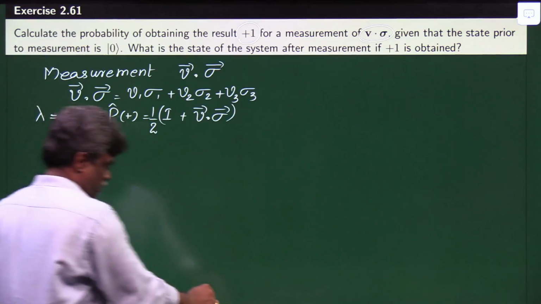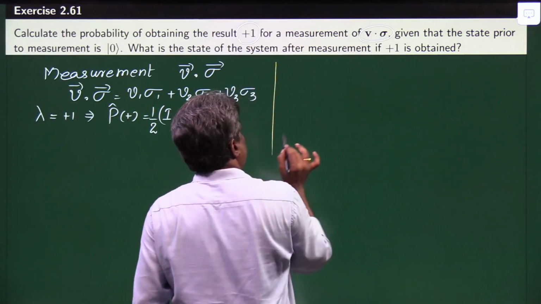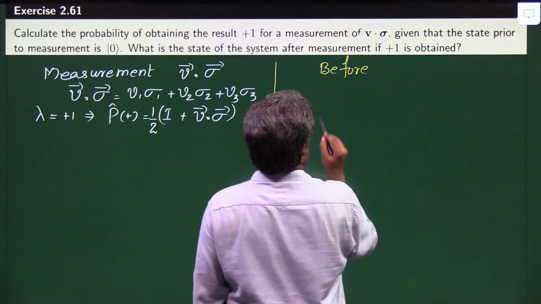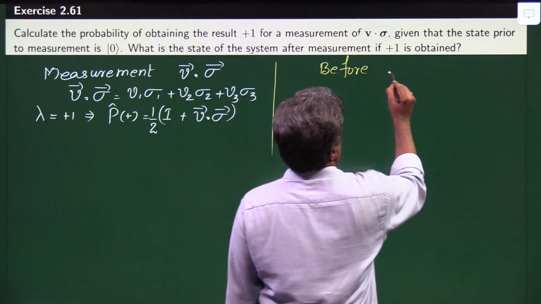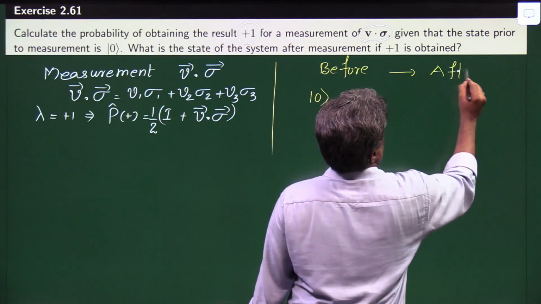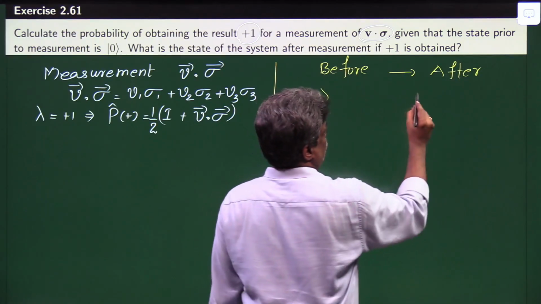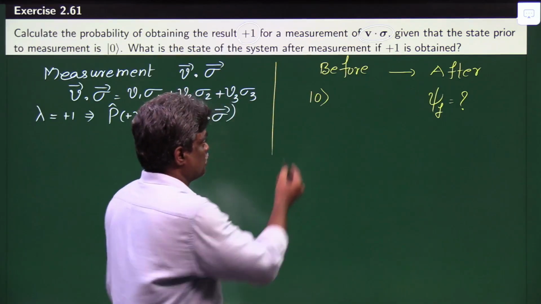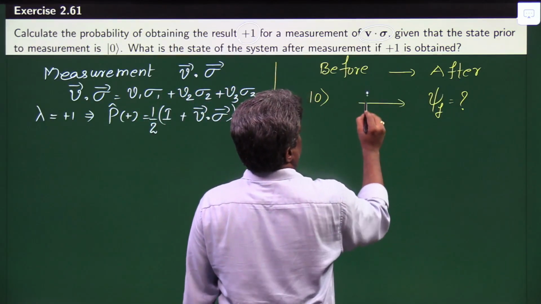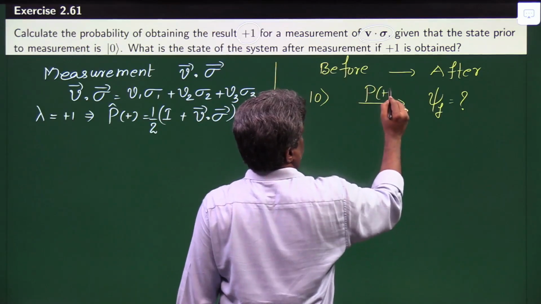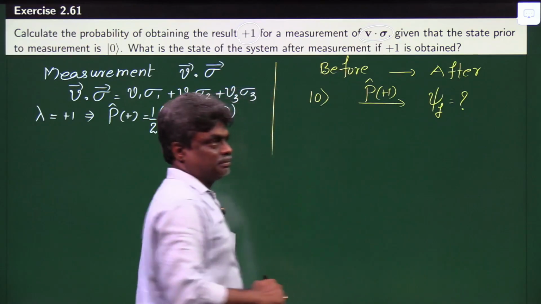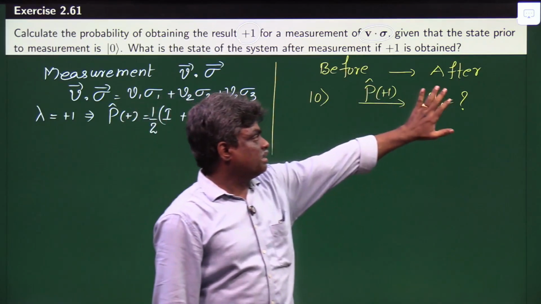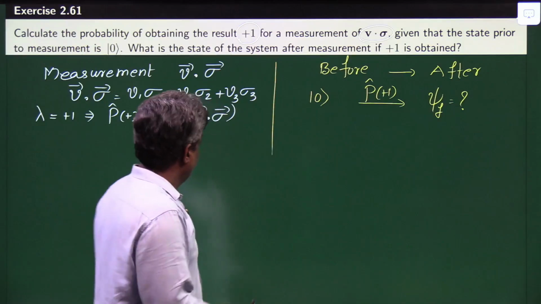If this is the operator, now come to the question. So here two things. One is before the measurement, the state is |0>, and after that, post measurement. So the post measurement state, let us suppose, is psi final. So this is the initial state, and here what we have measured is P plus, or whatever it is. So this is the initial state, and we have done this measurement, and what is the final state? This is the question.